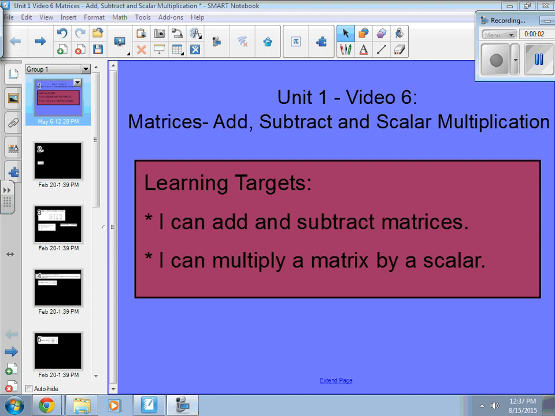We're going to finish up Unit 1 today. We're going to look at the learning targets of adding and subtracting matrices. Matrices would be more than one matrix, and also how to multiply a matrix, a singular one, by a scalar.